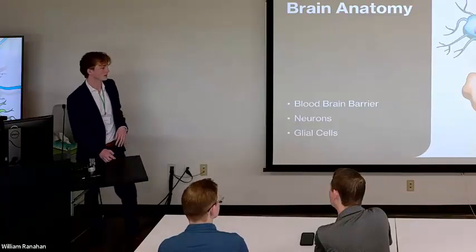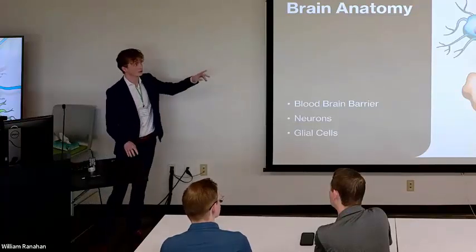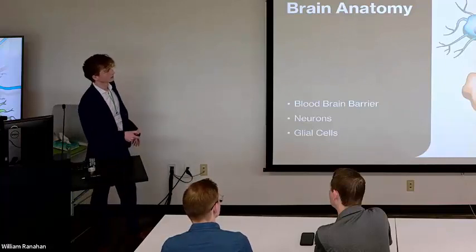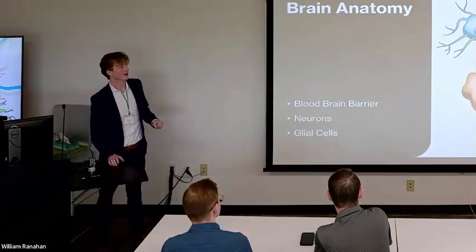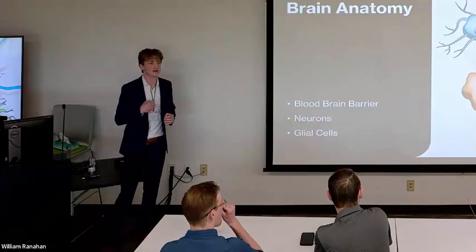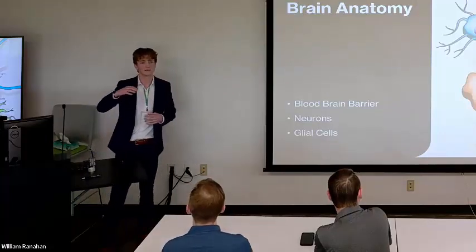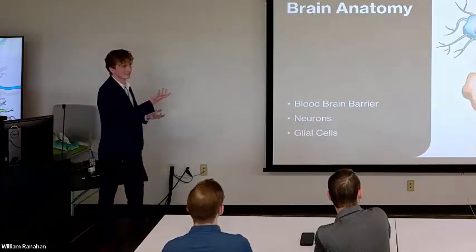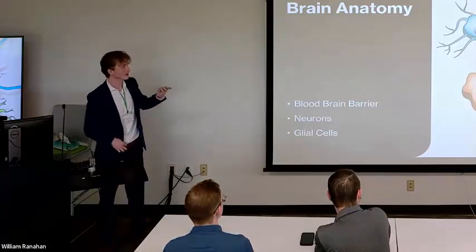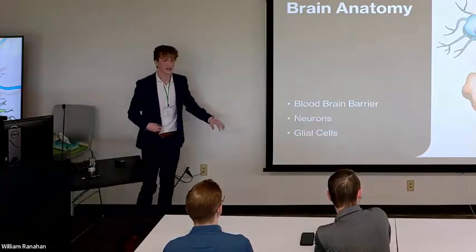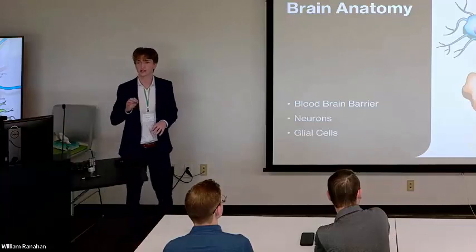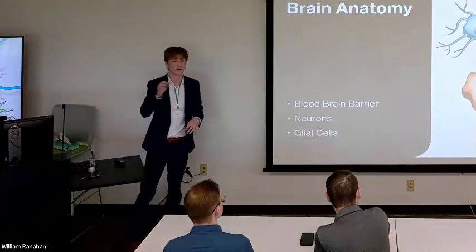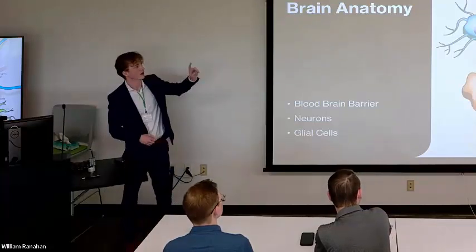Now the two types of cells that are in the brain are your neurons, and basically these are your things that elicit impulses. Basically anything you can think of, neurons are doing it. And then you have all your supporting cells. You actually have 10 times more supporting cells than you have neurons, just proving how important they are.